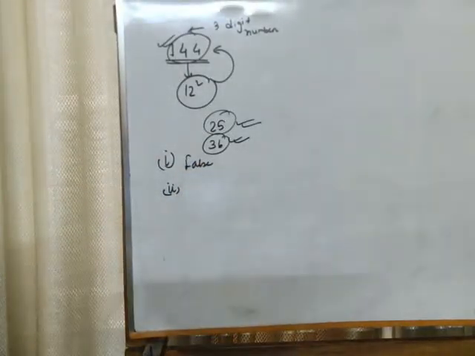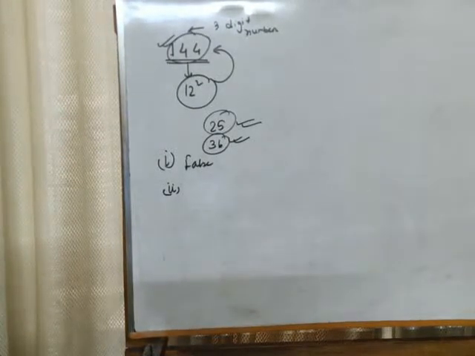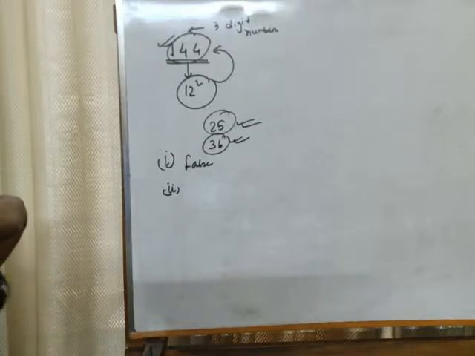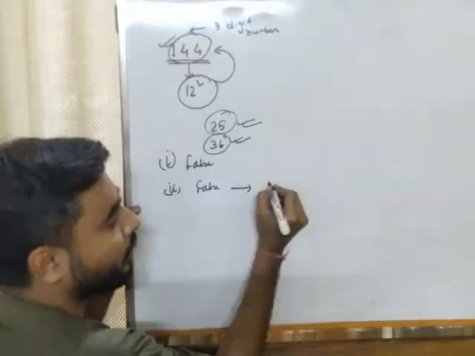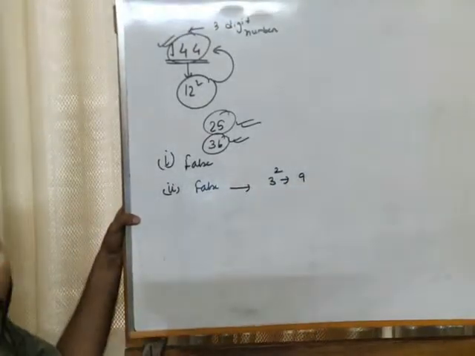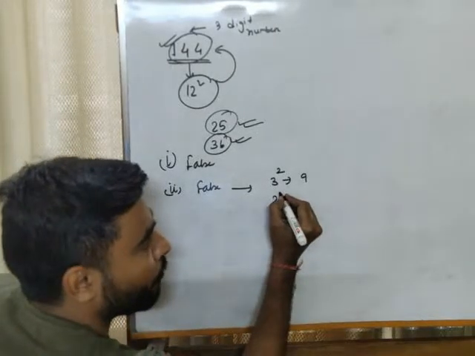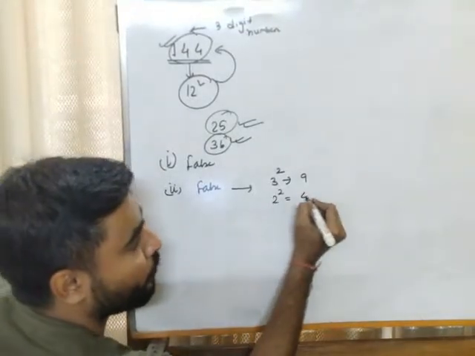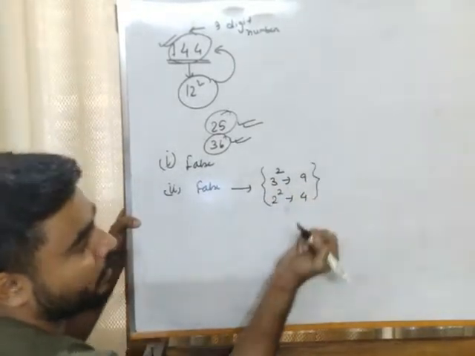Then comes number 2. The square of a prime number is prime. Is it so? It is also false. Why? You can see 3 is a prime number. If I find the square of 3, it is 9. 9 is not a prime number. One more example: 2 is a prime number. The square of 2 is 4, which is not a prime number. Clear? So this is the reason why it is false.